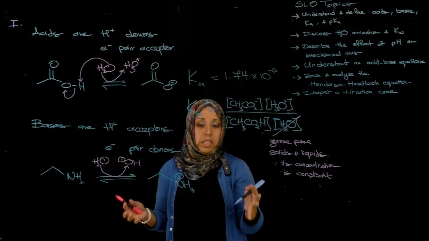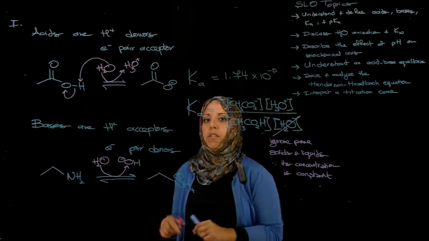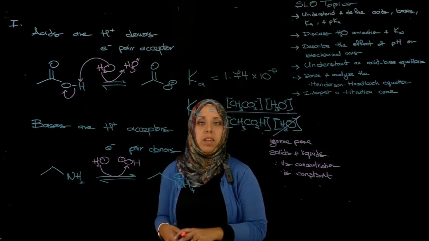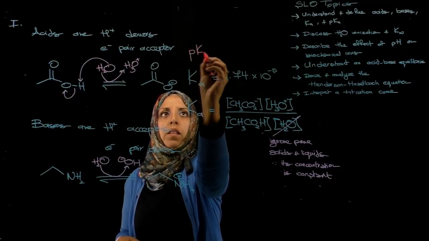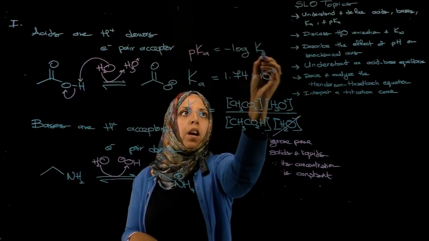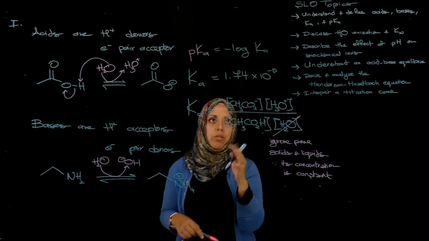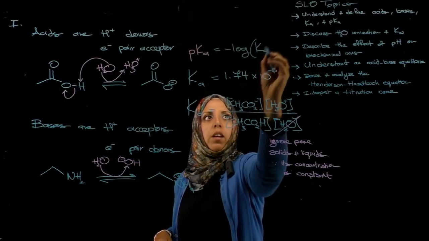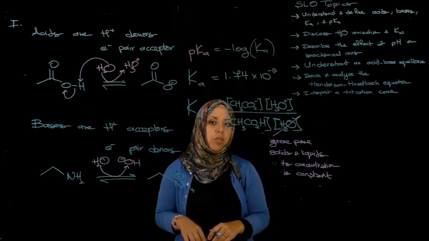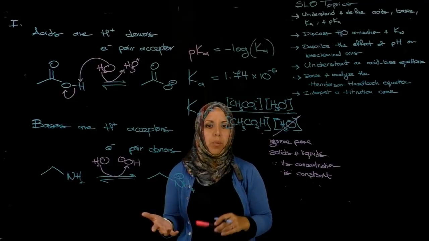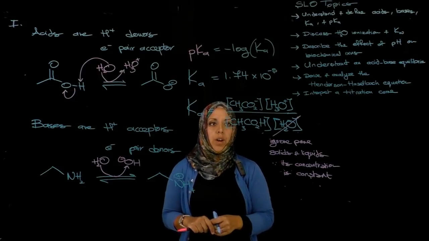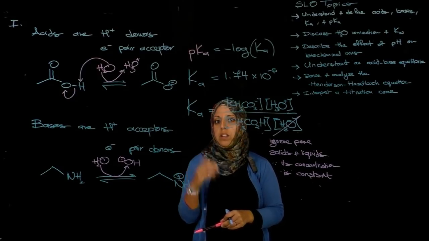And to avoid dealing mathematically with exponents of 10, instead we could take negative the logarithm of the Ka, and that would give us the pKa, right? So the pKa is really equal to negative the log of the Ka, right? And if you do the calculation for acetic acid, which has a Ka of 1.74 times 10 to the negative 5, you should be able to get a pKa around 4.7 or 4.8. All right.